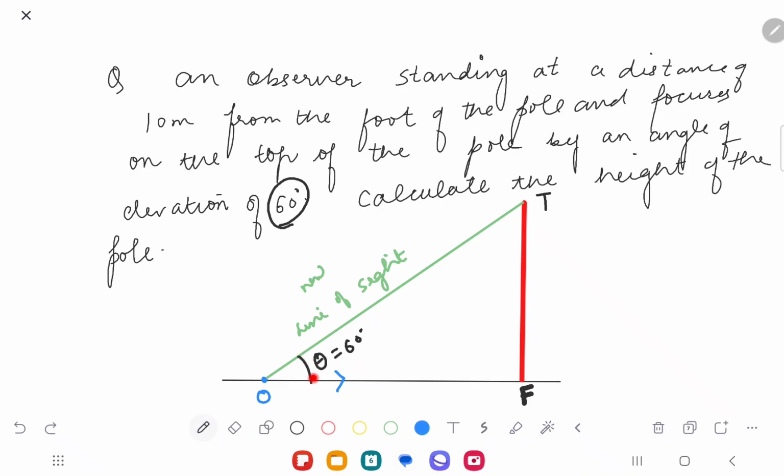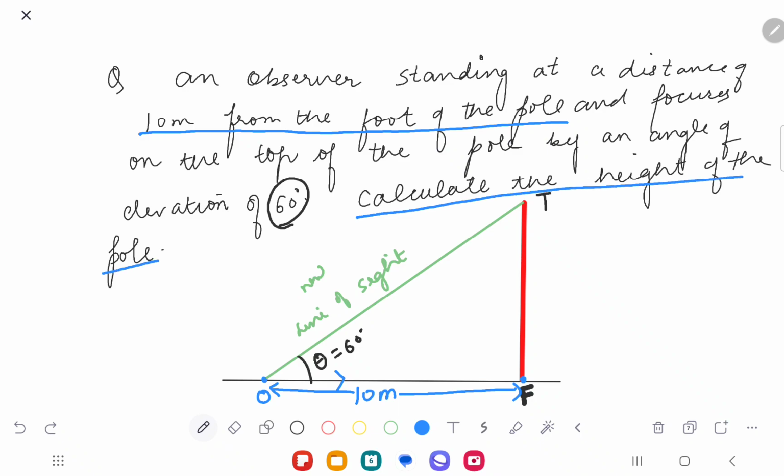The question says that the person is standing 10 meters away from the foot of the pole. So this is the foot of the pole, and the actual distance between the observer and the pole is this. The question says calculate the height of the pole. I do not know the height of the pole, so let's suppose the height of the pole is h.